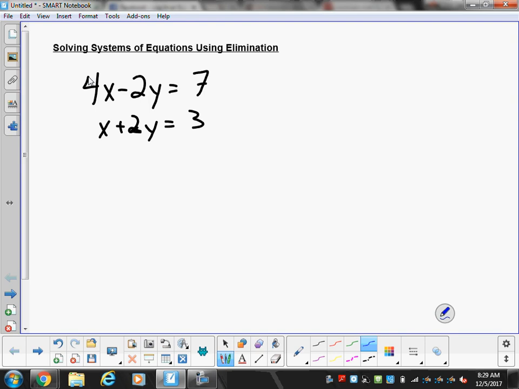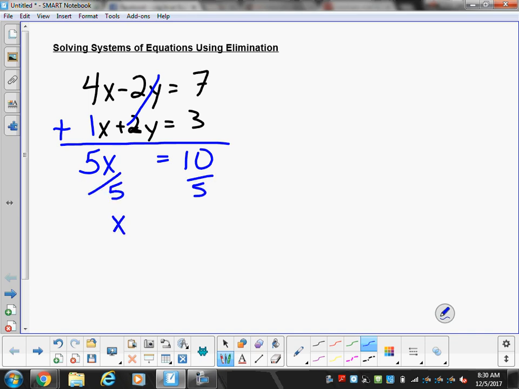One of the things we can do in algebra is we can always add two equations together. So we just put a plus sign and add these together. In this problem we have 4x plus 1x is 5x. -2y plus 2y is 0y, so they cancel out. And then 7 plus 3 is 10. This makes it so we can solve for x very easily by just dividing both sides by that 5, and that gives us x equals 2.